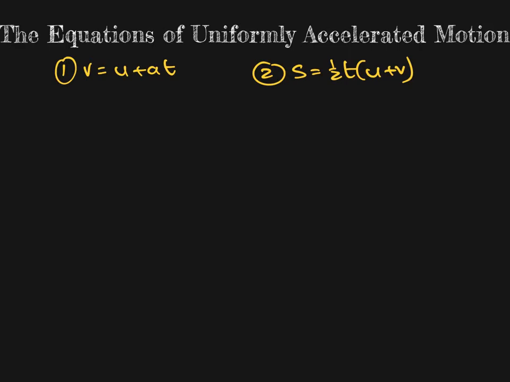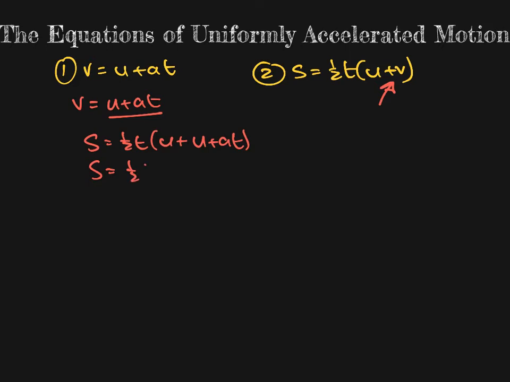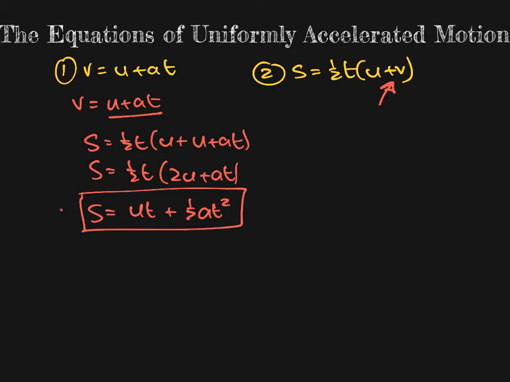Okay, so starting with v equals u plus at, and sticking u plus at into v in the second equation gives us s equals a half t (u plus (u plus at)), s equals a half t (2u plus at). Expanding the brackets, s equals ut plus a half at squared. And that's our third equation there.